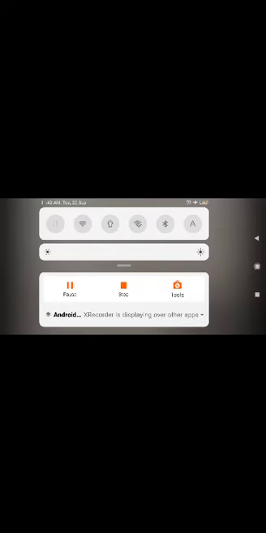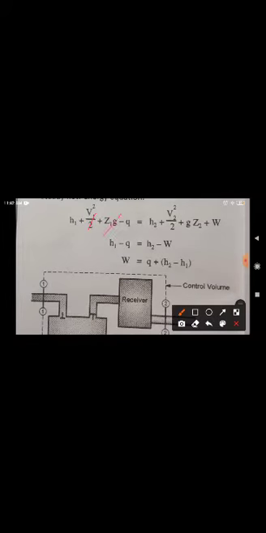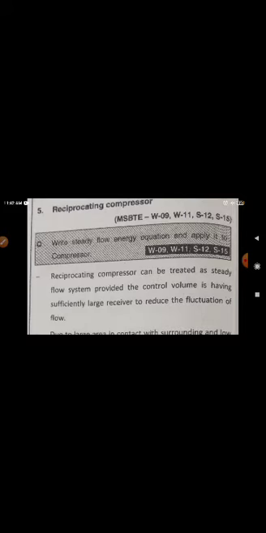Therefore h1, okay, all this stuff will get cancelled. Now the equation remains W equals Q plus h2 minus h1. Okay, this is the equation. Keep in mind, for every machine you have to remember the resultant steady flow energy equation. We have to remember it for every machine.